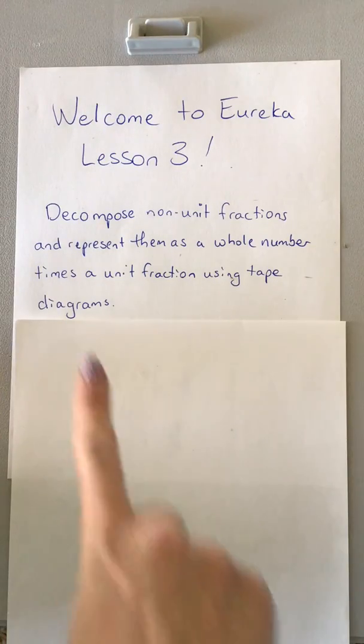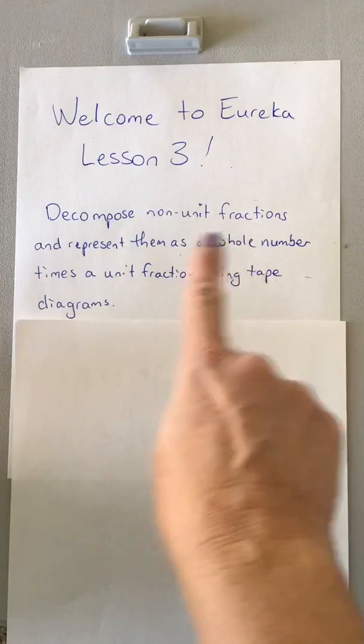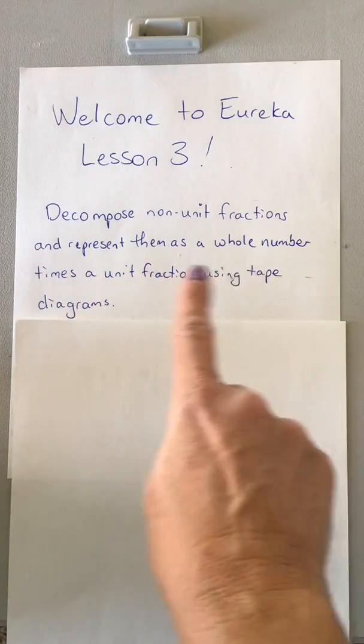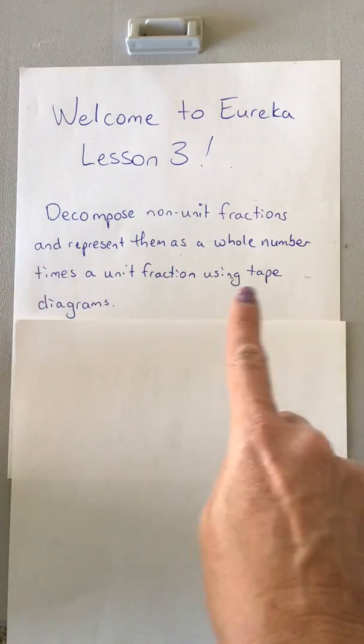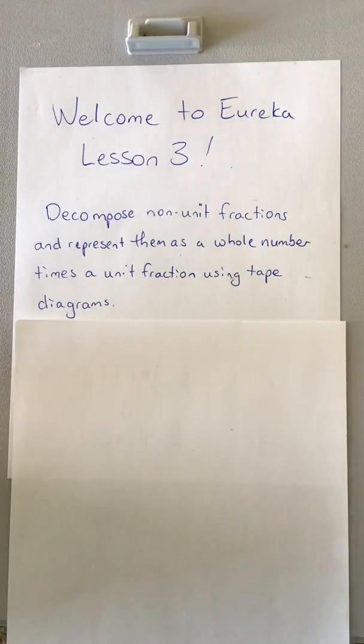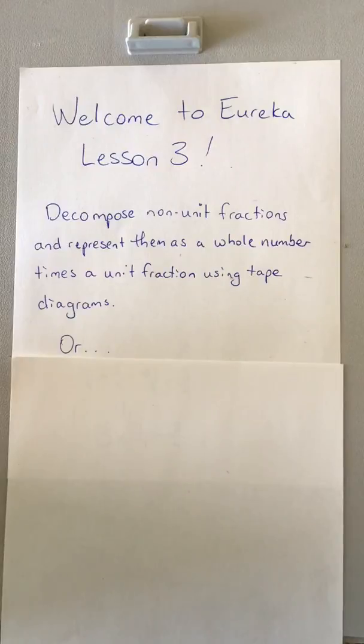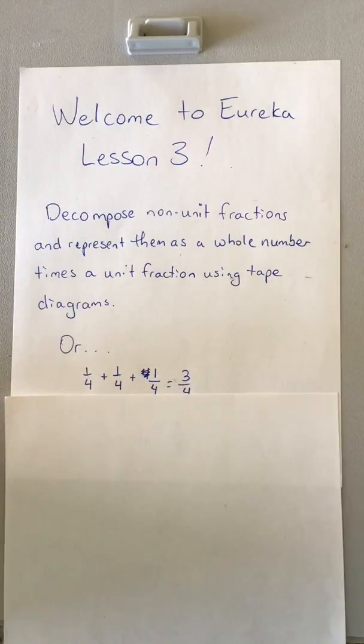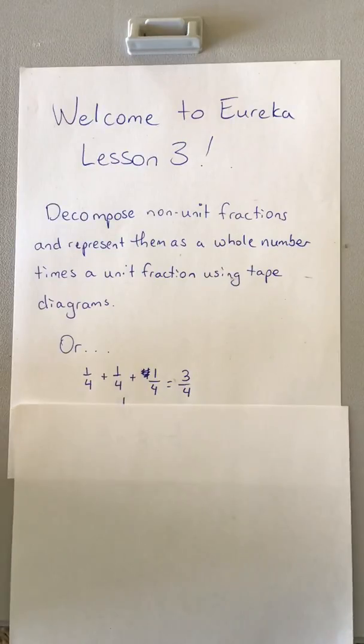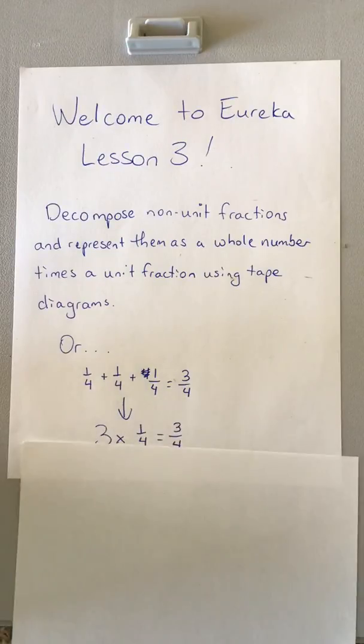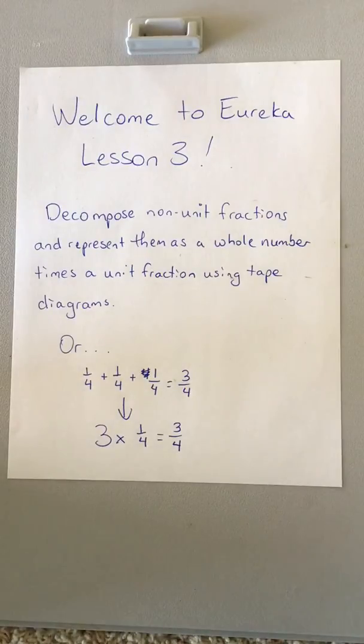So today's lesson is decompose non-unit fractions and represent them as a whole number times a unit fraction using tape diagrams. Whew, that's a mouthful. I think this is more explanatory: 1/4 plus 1/4 plus 1/4 equals 3/4. Instead of doing that repeated addition, we will go to multiplication, showing 3 times 1/4 equals 3/4. So that's today's goal. But before we get started, let's do a little bit of a warm-up.